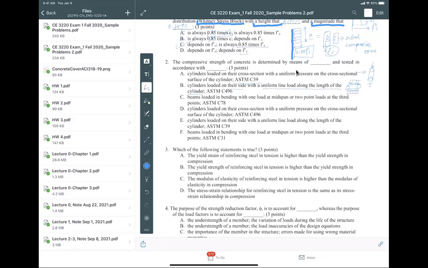Number 3, C: beams loading and bending. So this is a beam bending, right? You have seen that, right? Beam bending. And D: cylinder loading in the cross-sectional uniform pressure on the cross-sectional surface of the cylinder, and ASTM C496, right? Now A and D are the same, except that the ASTM standard is different. All right. Now E is cylinder loaded on their side with a uniform line load along the length of the cylinder, ASTM C39, which is definitely not right because this is split.